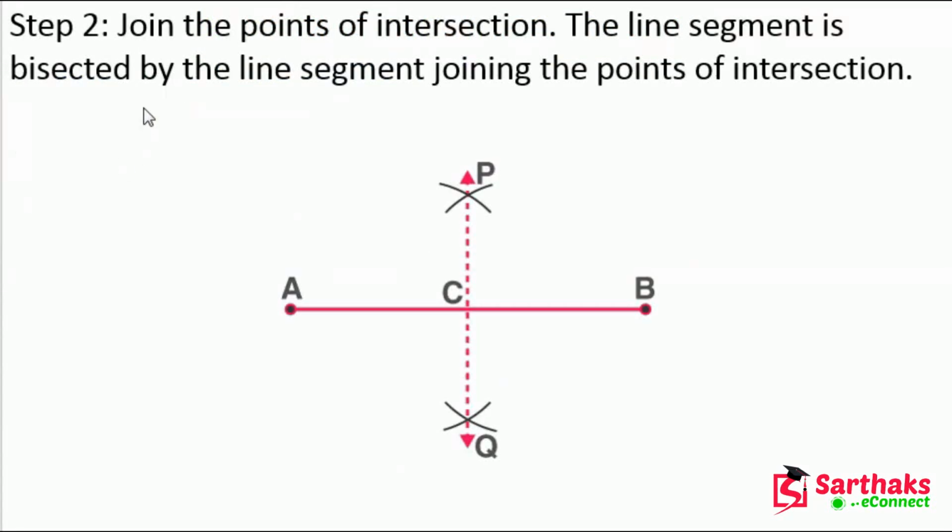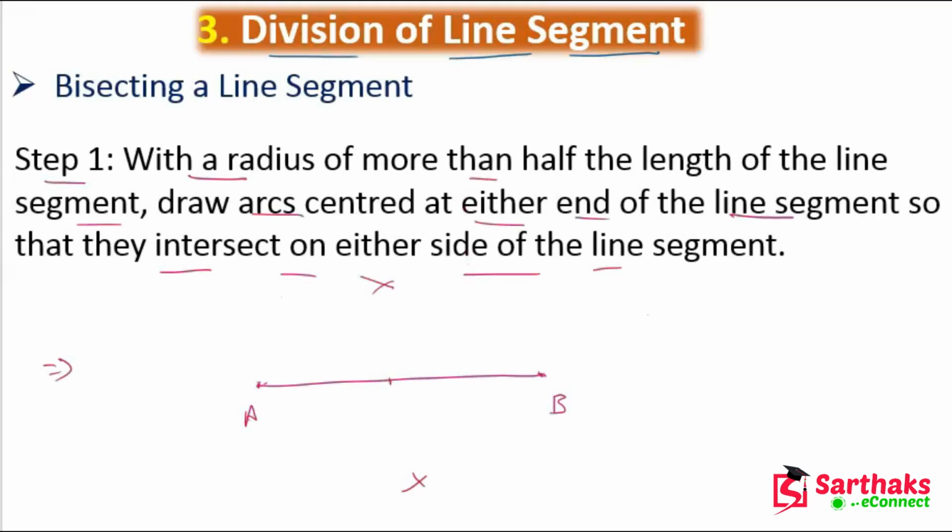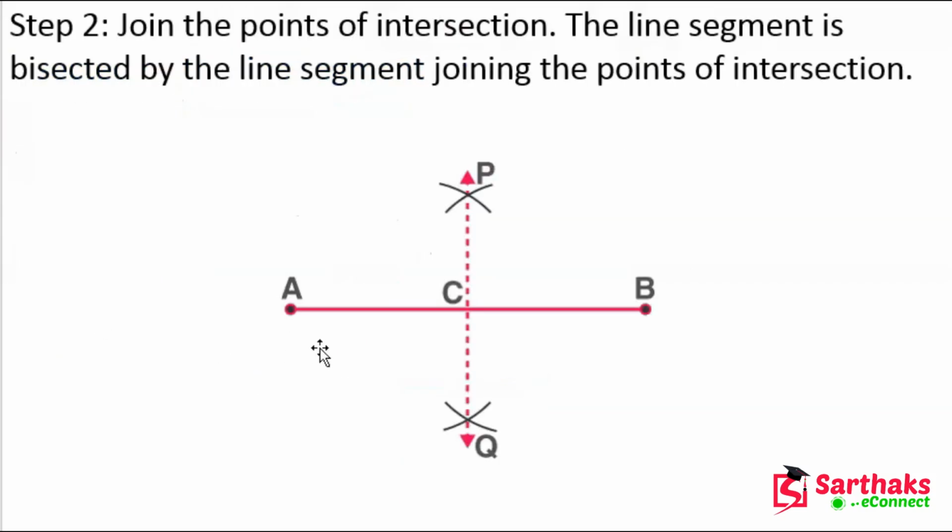So the second step is to join the points of intersection. We have to join these points of intersection like this. As you can see in this diagram, the line segment is bisected by the line joining the points of intersection. So if we join these points of intersection, this line bisects line segment AB. So this is the method to bisect a line segment.